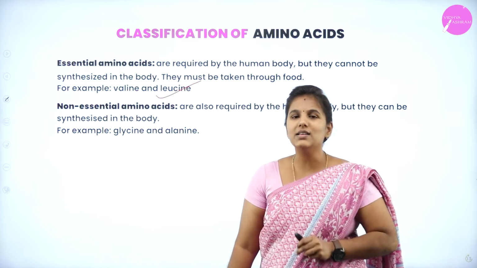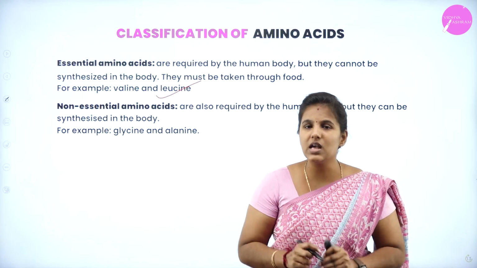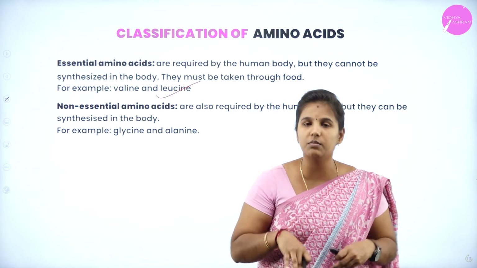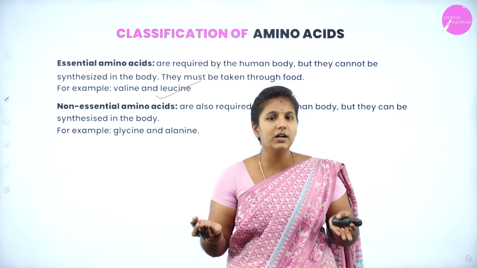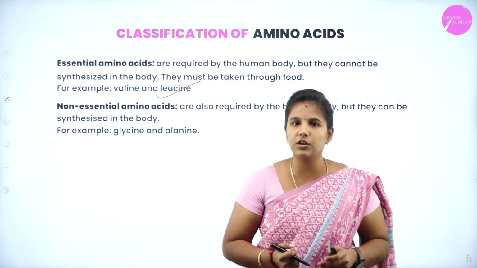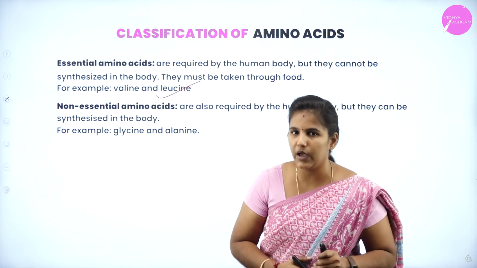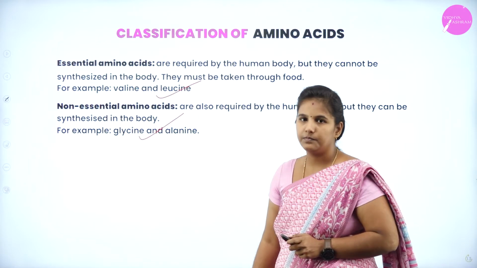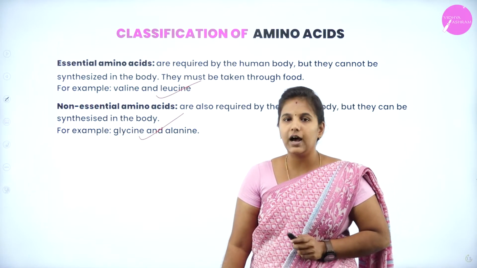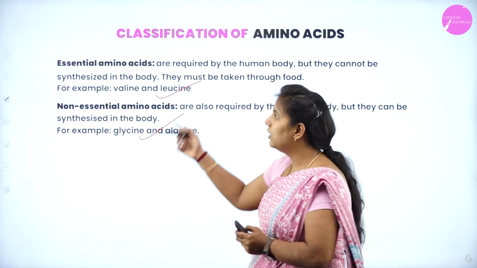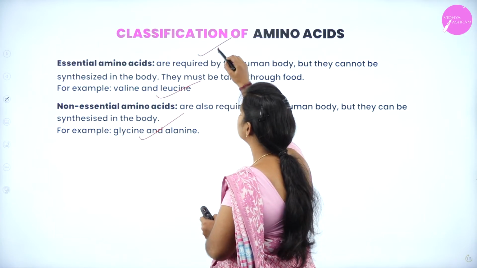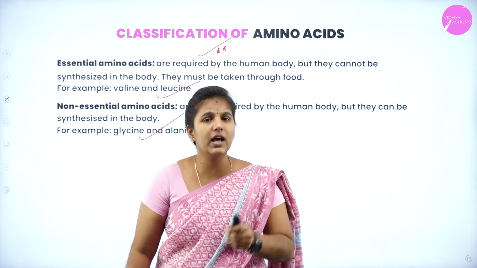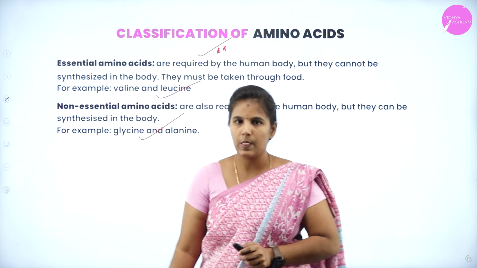Whereas non-essential amino acids are the amino acids which are synthesized or produced within our body, so they need not be taken through the diet. The best examples are lysine and alanine. I hope you understood the other 2 classifications. Remember, these 2 classifications of amino acids are very, very important from the examination point of view. They can ask you to write for 2 marks.